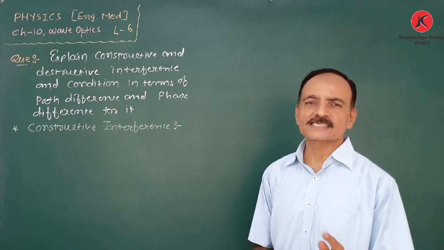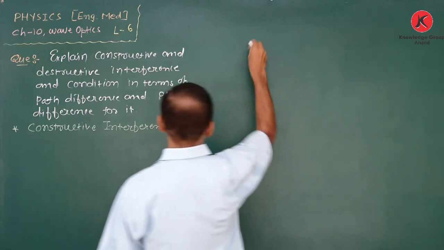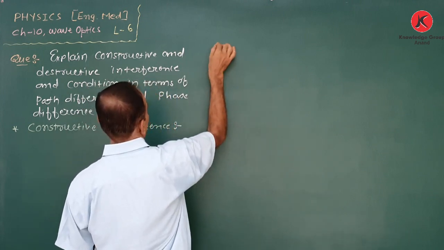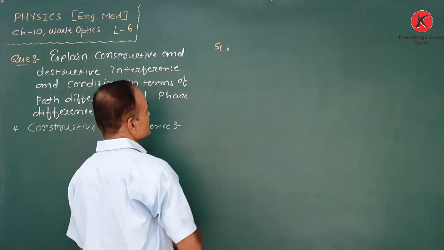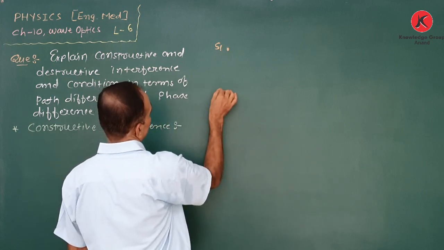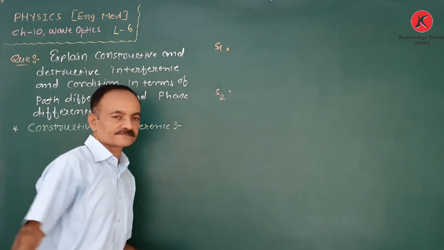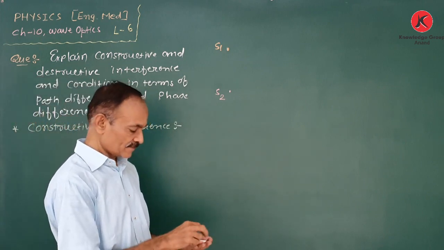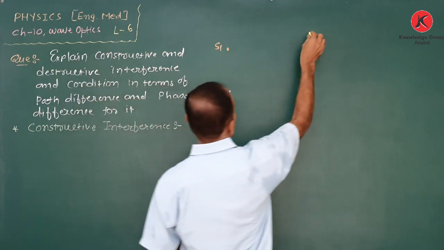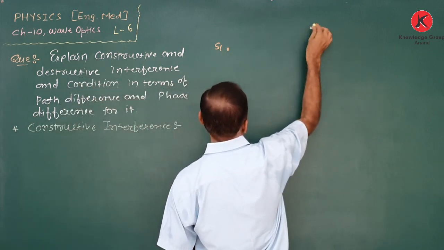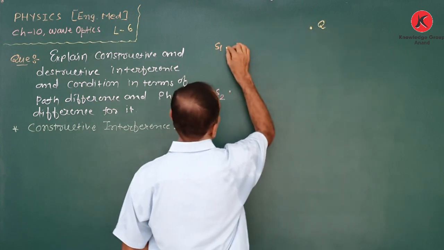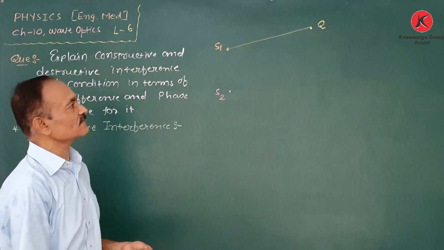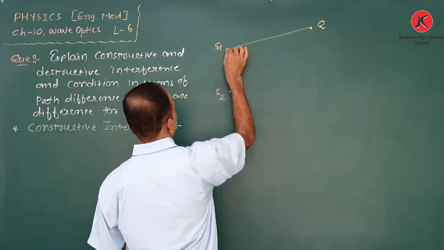For that purpose we consider one figure like this. Here S1 and S2 are the two coherent sources. There is S1 and here there is S2. These two are coherent sources, producing waves with the same phase. Suppose these two waves are superposed at point P or at point Q. So the wave from S1 travels the distance S1Q. So here the waves are like this.